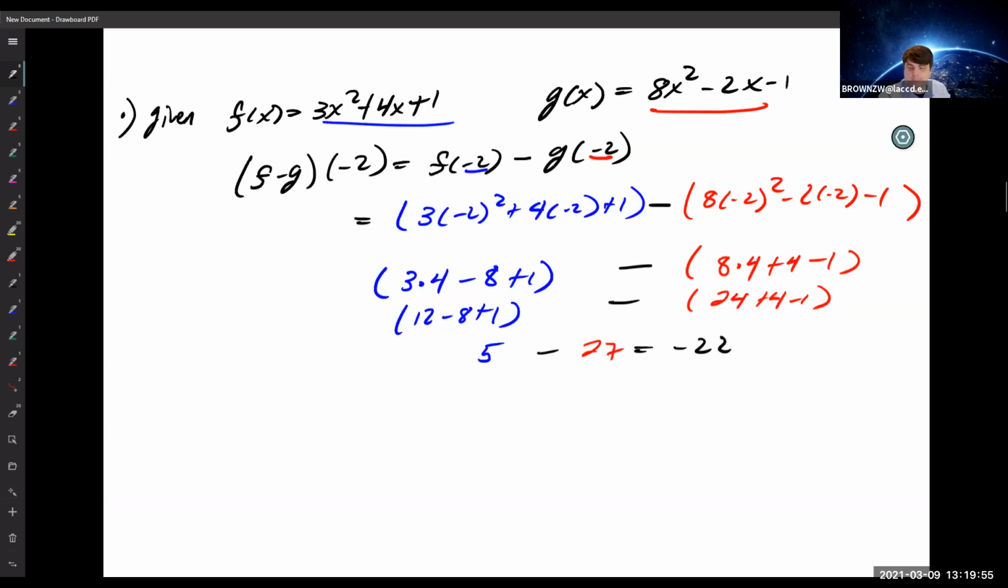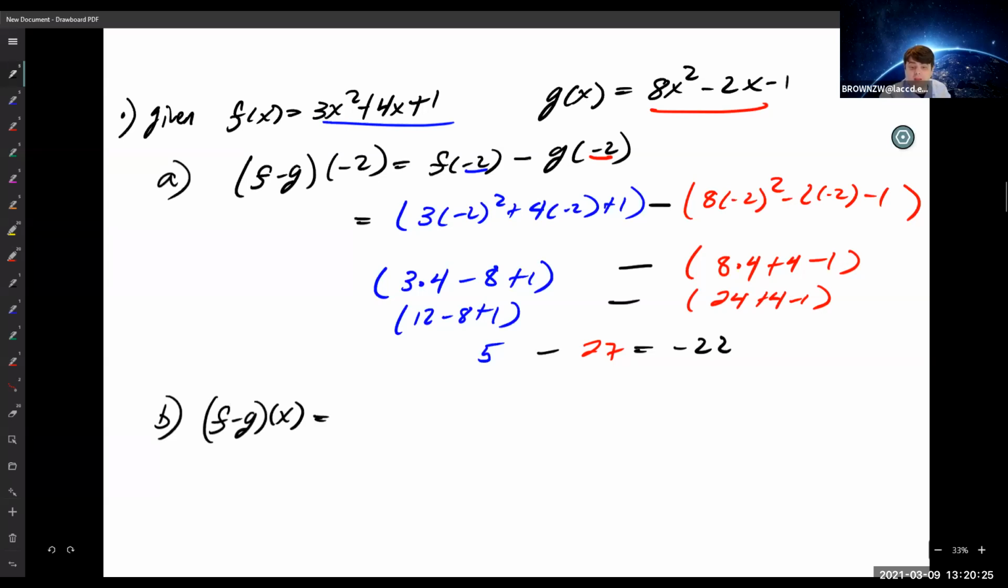Okay. Here's an example where we're asked to plug in a 2 into the difference of the two polynomial functions. Questions on this? Call this like a part A. Part B, we could ask, what is f minus g of x?